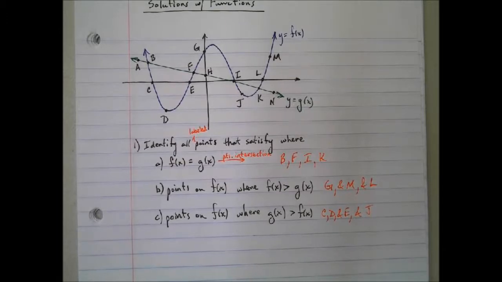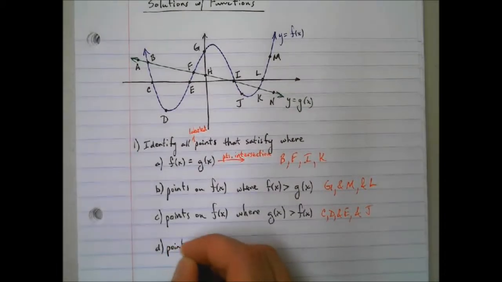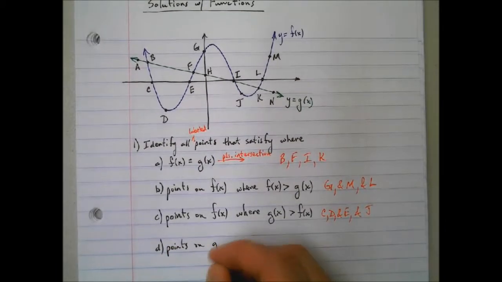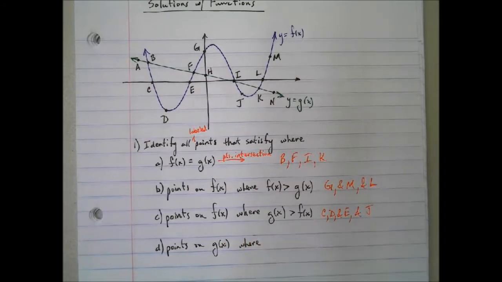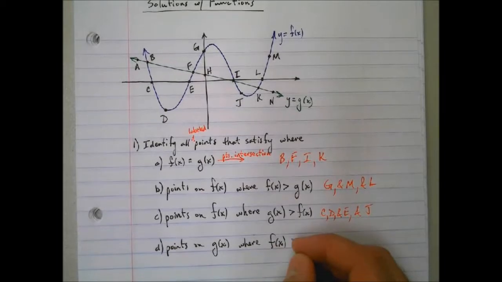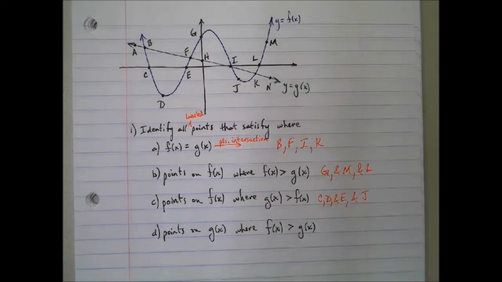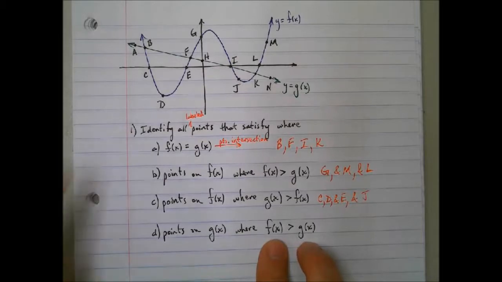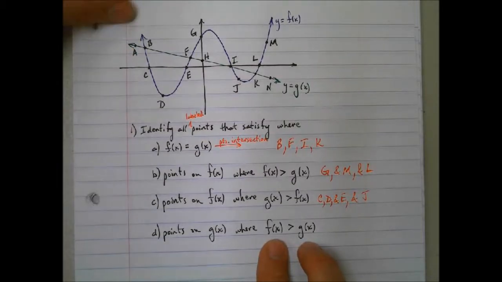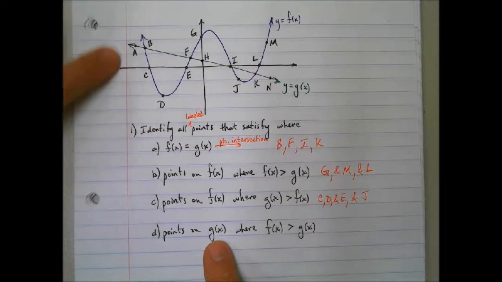How about points on g of x? We haven't done any where it's points on g of x where f of x is greater than g of x. Okay, so first off, where is f of x above g of x? F is above g of x out here. Do we have any points on G where f is above G? Yes, point A.